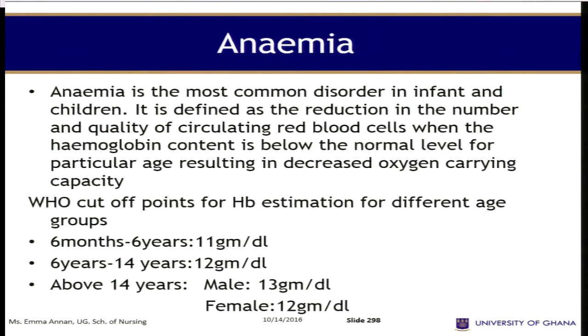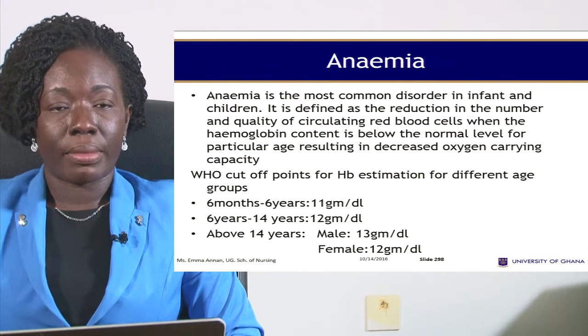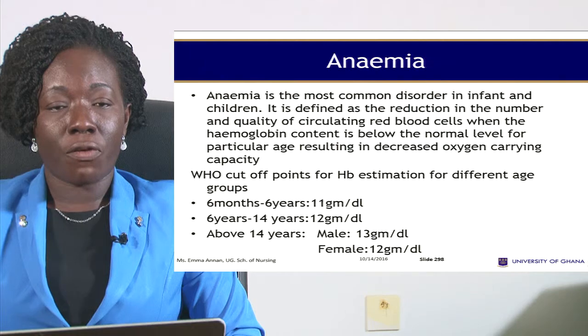WHO cut-off points for HB estimation for different groups are as follows. From 6 months to 6 years is 11 grams per deciliter. From 6 years to 14 years is 12 grams per deciliter. And above 14 years, males is 13 grams per deciliter. Then female, 12 grams per deciliter. That is the WHO cut-off point for HB estimation.